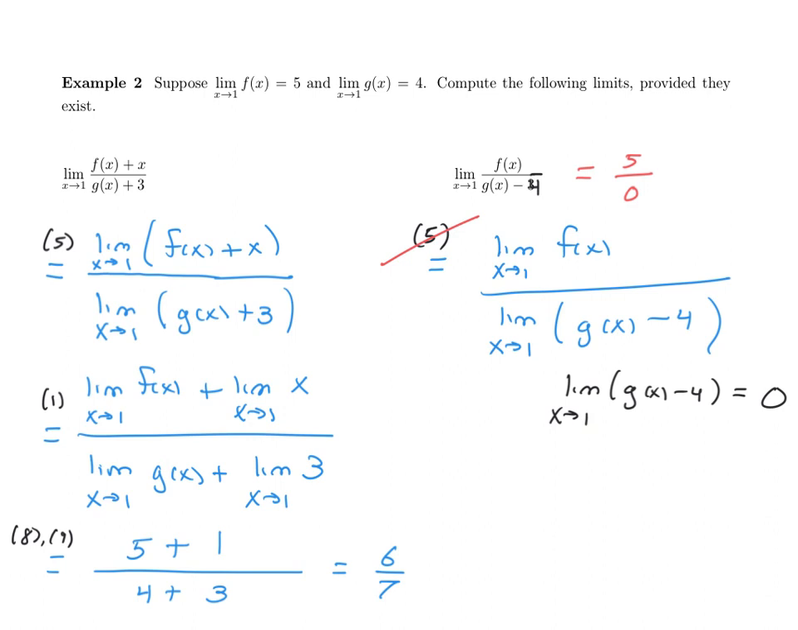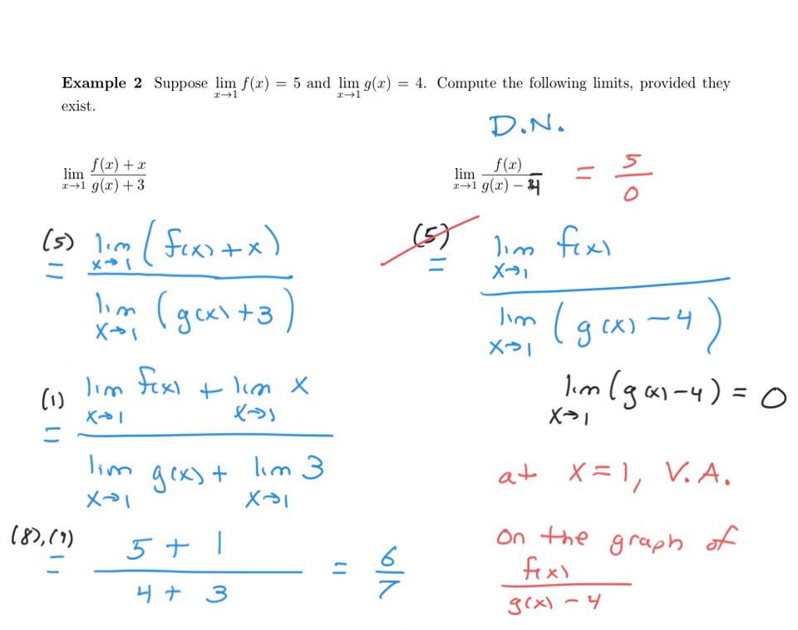If you want to be more specific, you can say that in this function here, this fraction, as you get close to 1, your fraction looks like this. This is enough to say that at x is equal to 1, there is a vertical asymptote on the graph of f of x divided by g of x minus 4. I don't know what the formula for this function is, but if your expression looks like this, there must be a vertical asymptote. This is enough to say altogether that for this limit, it does not exist.